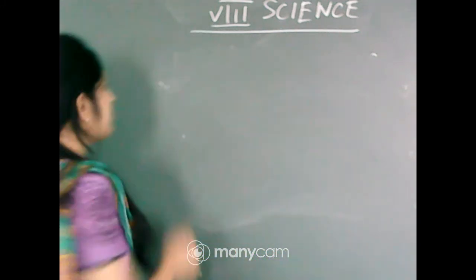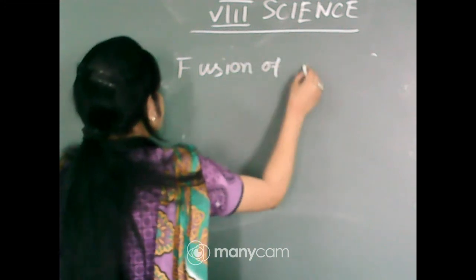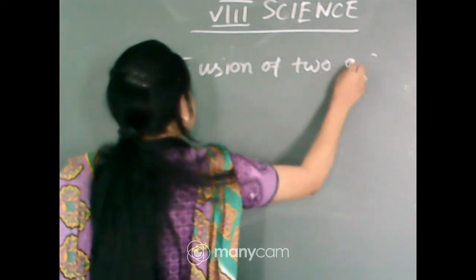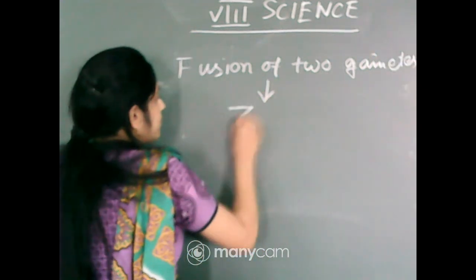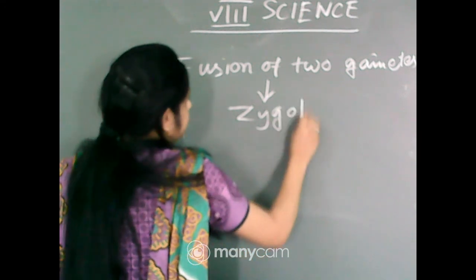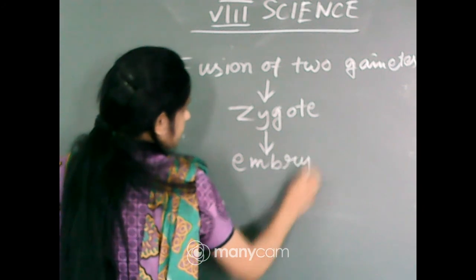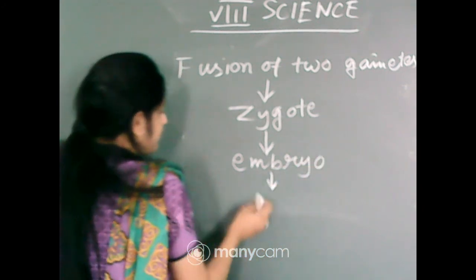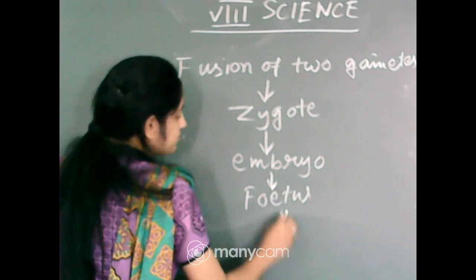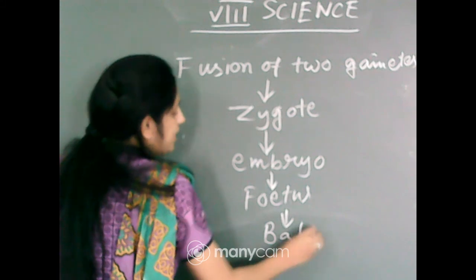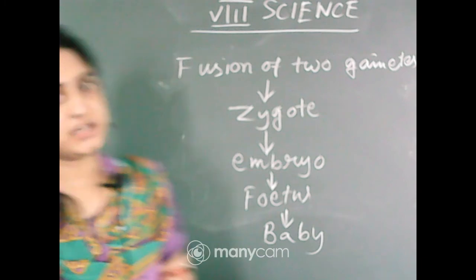Okay, so the first stage is the fusion of two gametes. Then the zygote is formed. Zygote starts to divide to form embryo. Embryo starts to divide to form fetus. And fetus then transforms into the baby or individual or organism, anything you can say. So these are the steps of the development of an individual.